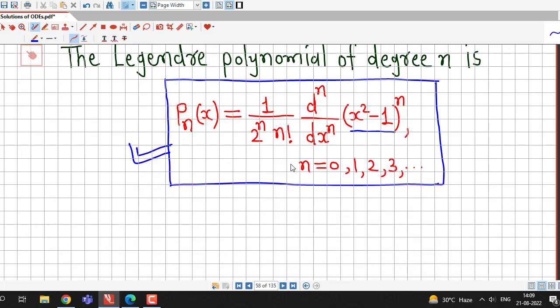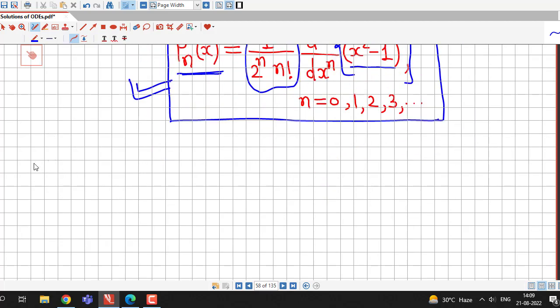So P_n(x) is given by 1 over 2^n n!, times the nth derivative of (x^2 - 1)^n. You have to differentiate (x^2 - 1)^n, n times with respect to x if you are writing the Legendre polynomial of degree n, and this is always in the product 1 over 2^n into n!.